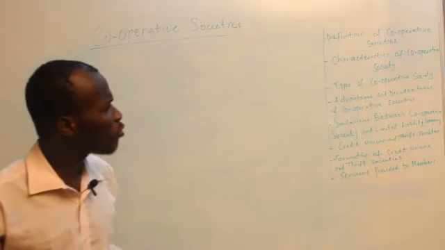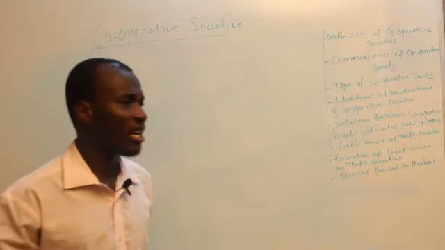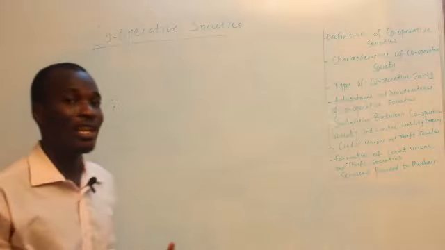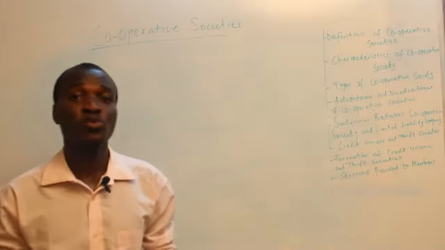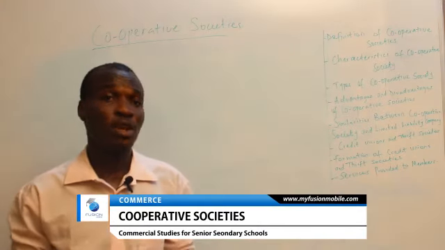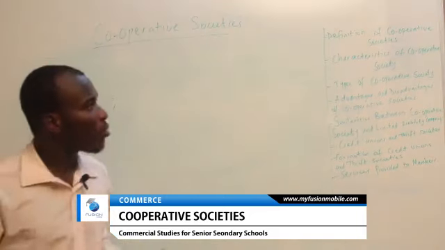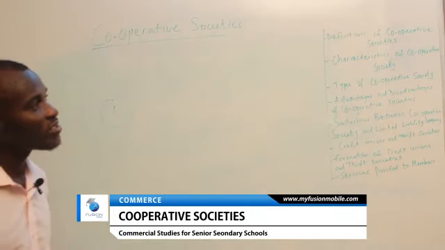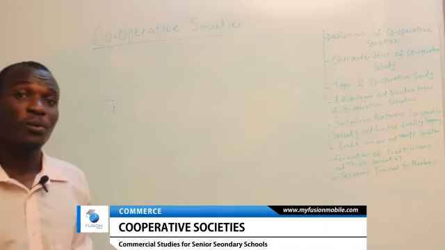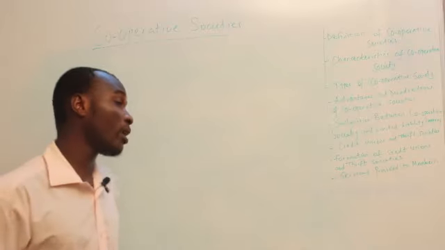So also we'll be looking at the characteristics of cooperative society. Generally, all societies are usually formed to promote the economy and also to satisfy the interests or welfare of its members. Number one, the cooperative society is formed to satisfy the economic welfare of its members.